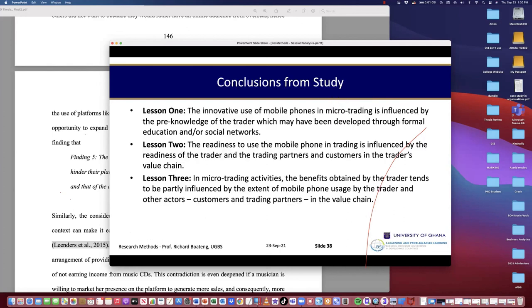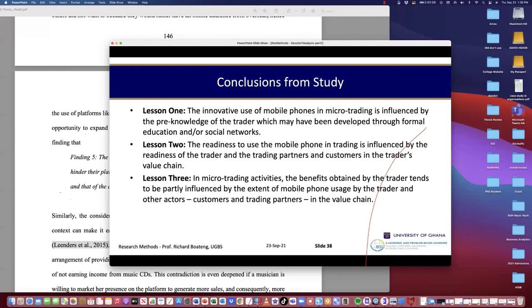So the conclusion from the study, that was the paper on micro trading and the women. Some of the key conclusions that we came up with are, first, that the innovative use of mobile in micro trading is influenced by the pre-knowledge of the trader, which may have been developed through formal education and social networks. Lesson two, or finding two: the readiness to use a mobile phone in trading is influenced by the readiness of the trader and trading partners and customers in the trader's value chain.